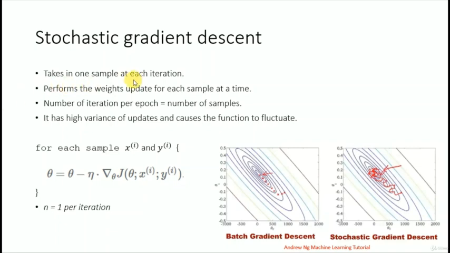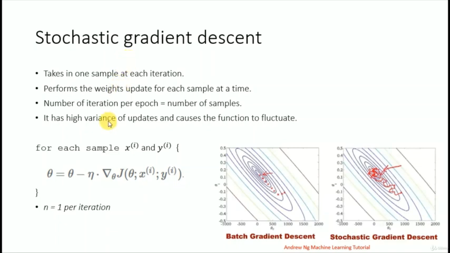So you take in one sample at each iteration. You perform the weight update for each sample at a time. So in this case, the number of iterations per epoch equals the number of samples. Okay? Because you need to pass through all of your samples in order to complete one epoch. And in stochastic gradient descent, you're passing in one sample at a time. Okay? So each pass of this is called an iteration. So therefore, the number of iterations you have is equal to the number of samples.